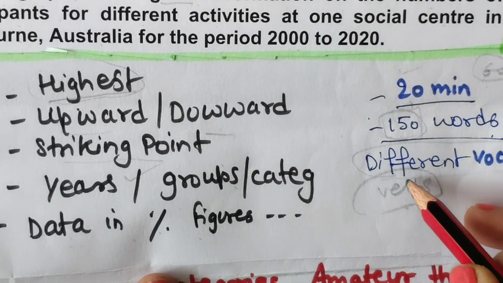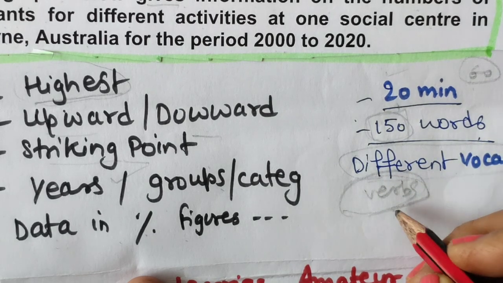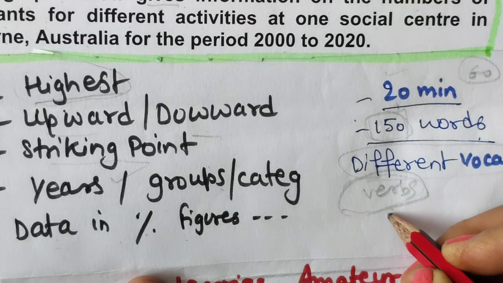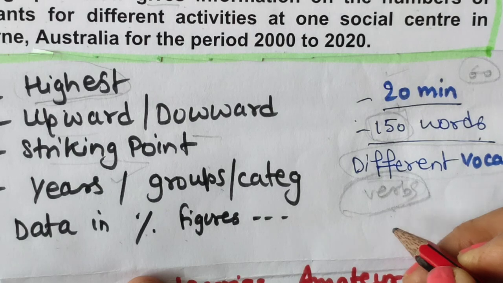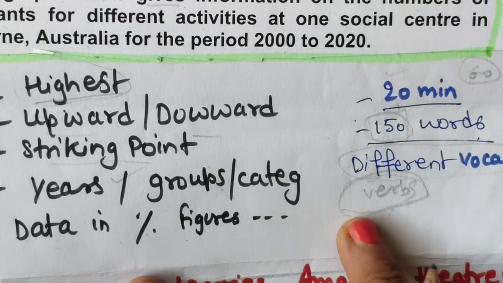Always use different vocabulary, especially verbs. Don't repeat the same words every time. Don't write increased, increased, increased, decreased, decreased, downward, downward. No, you have to vary your vocabulary.